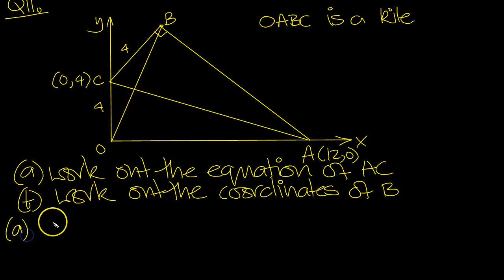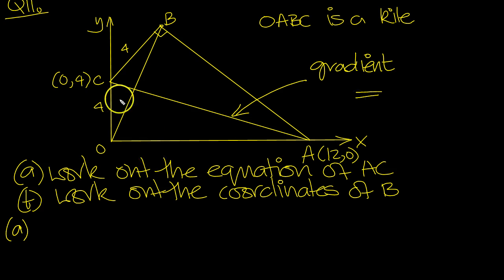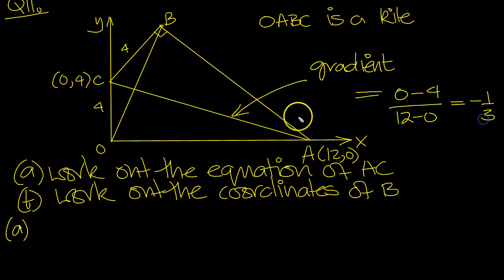Part A. So what have we got then? Work out the equation of AC. We need the gradient of this line. It is equal to the increase in y, the difference between the y's then, 0 minus 4, divided by the increase in x, which is 12 minus 0. Minus 4 over 12 is minus 1/3. So this has gradient minus 1/3.